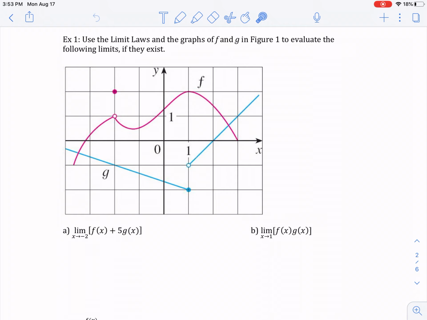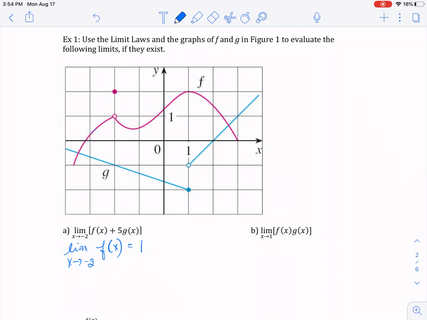Let's take a look at the limit as x approaches -2 of f of x. As you can see, for the function f here, x approaches -2, you have to look at the left and the right, and you see they both go to 1. So the limit is 1.